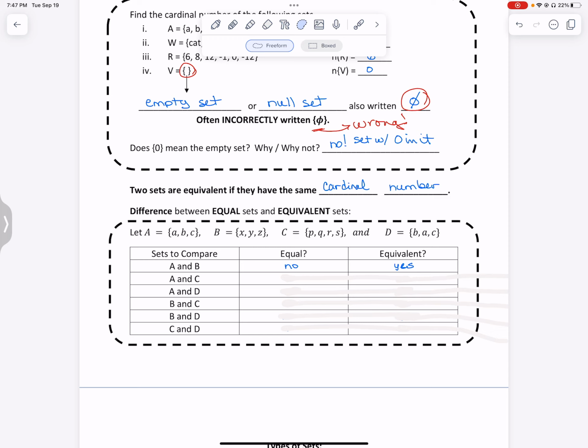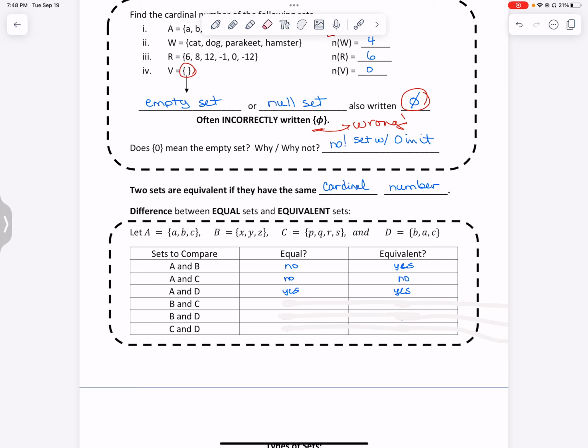So now let's check out A and C. Well, those are not equal. They don't have the same elements, and they're not equivalent because one has 3 and one has 4. So both of those are no. So A and D. Here's A, ABC. Here's my D, BAC. Notice BAC, I could rearrange that and get the same thing I started with in A. So those are equal, and when they're equal, they are also called equivalent. They have the same cardinal number, but they also have the exact same elements in there.